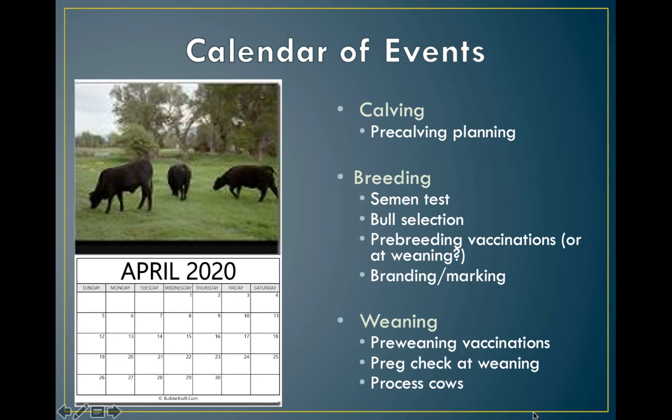The other major set of events associated with a commercial operation is weaning. This could be pre-weaning vaccinations, preg checking cows at weaning, or processing the cows. Those are the big areas that need to go into a calendar of events somewhere. Keep in mind, they may not be just one day. They may be entire seasons. In fall and spring calving operations, we see falls that are very busy and springs that are very busy, with minimal busyness taking place in the winter and in the summer.